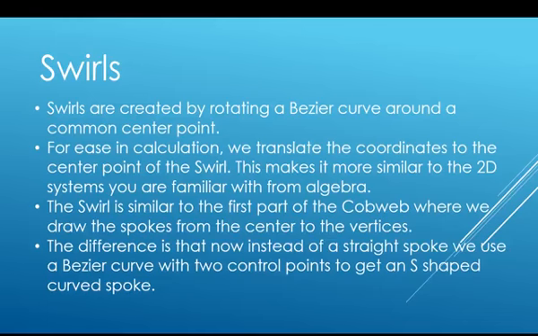This is really similar to the cobweb, where we created the spokes that go from the center to the vertices on the perimeter of the circle that has the radius of the figure. Only now, instead of the straight spokes that we have in the cobweb, we're going to use the Bezier curve with 2 control points to get these S-shaped curved spokes.